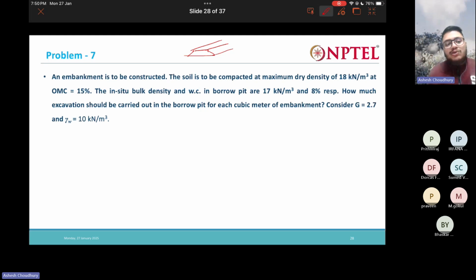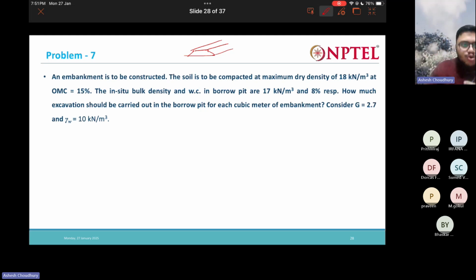Then you need to construct the embankment. The condition is that the embankment should have a maximum dry density of 18 kilonewton per meter cube at a water content of 15%. This OMC, optimum moisture content, and maximum dry density, we will see in the compaction chapter. When we study the compaction topic, it will be more clear. For now, you just take it as any value of density and water content.